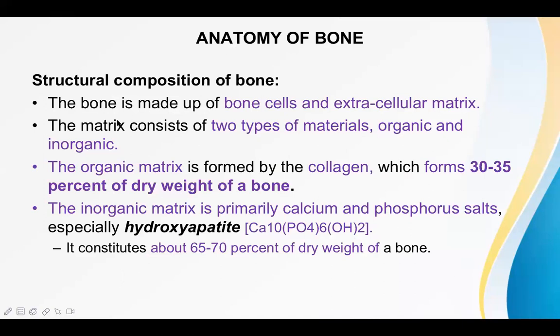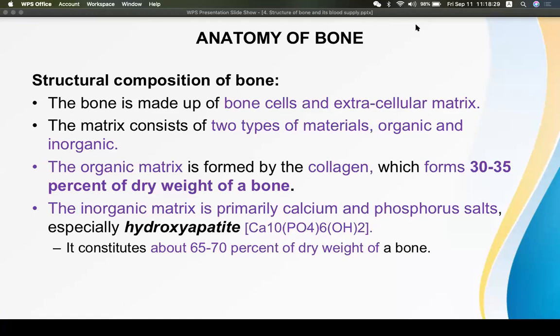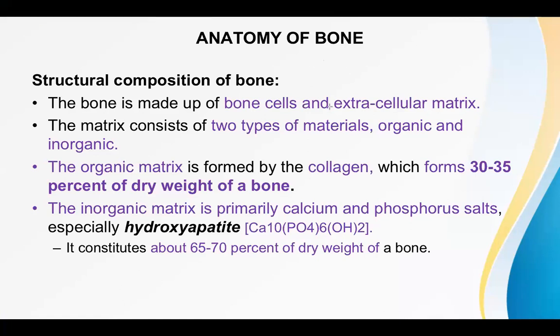Now, let's move further. So the bone is made up of bone cells and extracellular matrix. The matrix consists of two types of material, which are organic and inorganic. Now, let's analyze them. What do you mean by that?